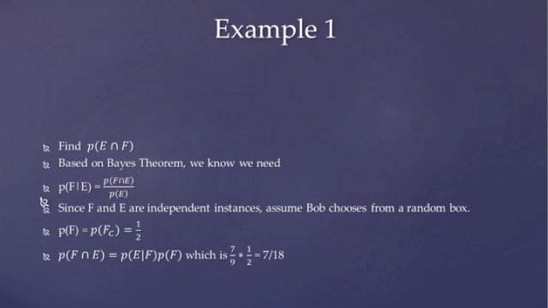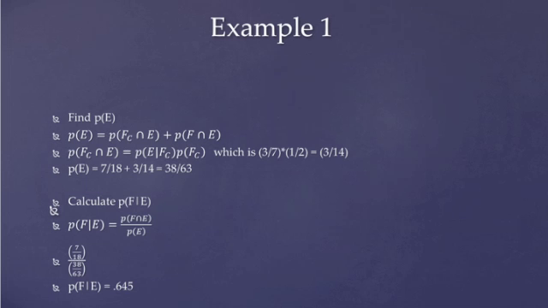Then the probability of E and F equals the probability of E given F times the probability of F, which is 7 divided by 18. Step 3. Find the probability of E. The probability of E is equal to the probability of the complement of F and E plus the probability of F and E. We already know the second part, so we come to the first part.